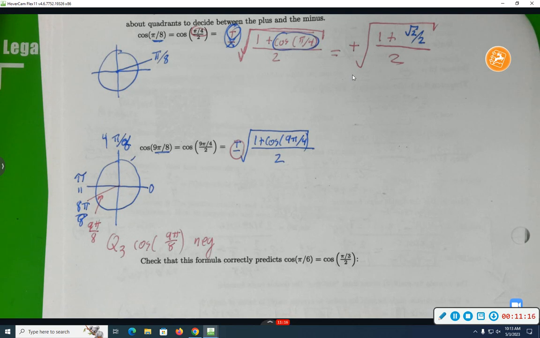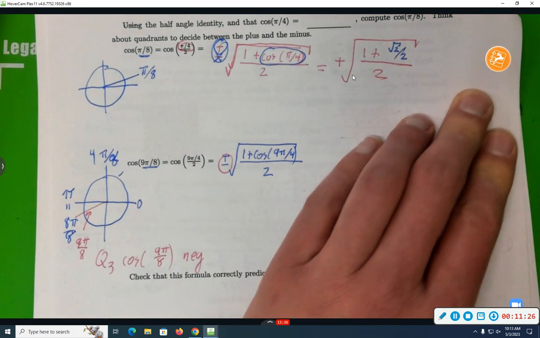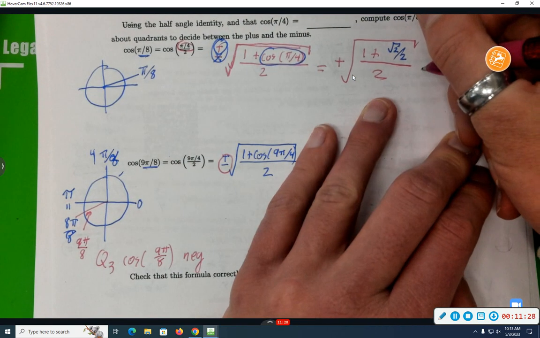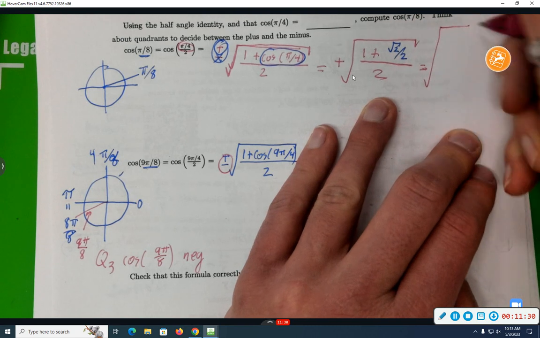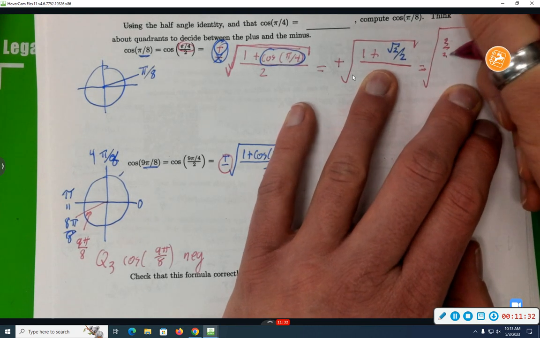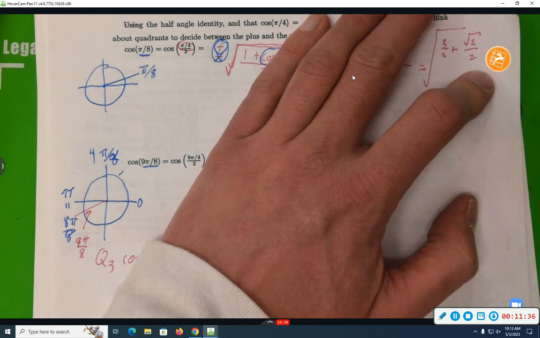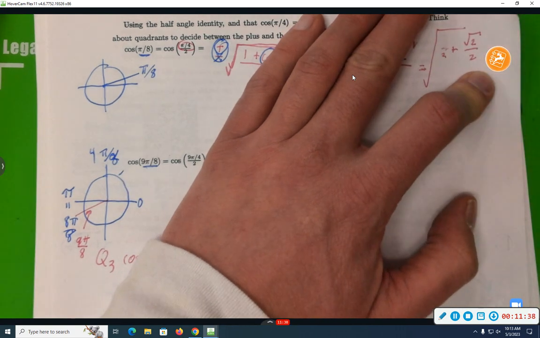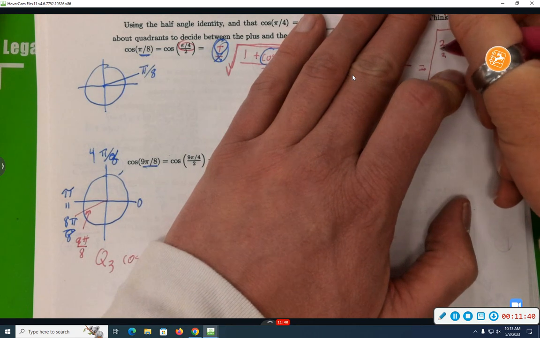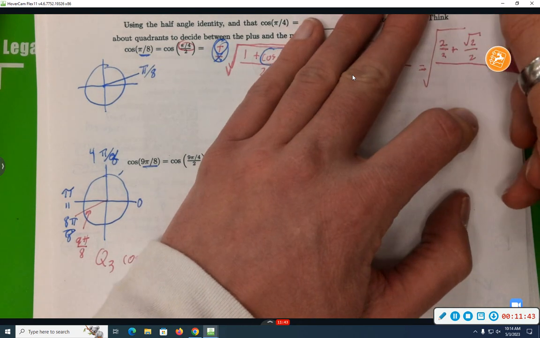Get a common denominator so that you can add fractions. So to do that, how should you write that 1? 2 over 2. So let's do that. This is the square root of 2 over 2 plus square root of 2 over 2. That 2 doesn't look particularly compelling. All over 2.